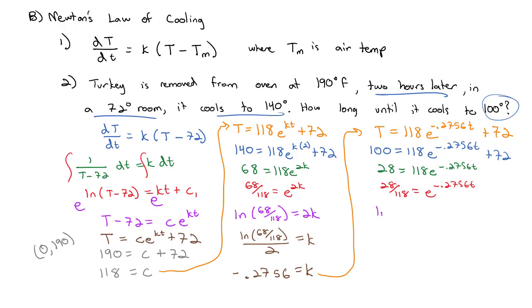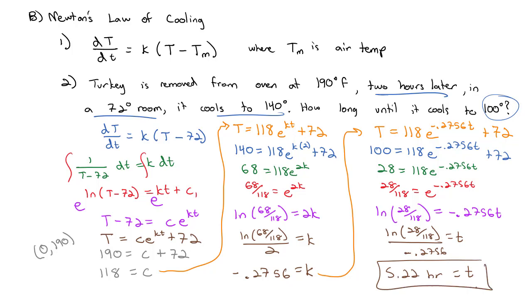Taking the natural log of both sides, we get the natural log of 28 over 118 equals negative 0.2756t. And finally, to get t, we divide both sides by that coefficient to get the natural log of 28 over 118 divided by negative 0.2756. And if I plug that into my calculator, I get 5.22 hours.